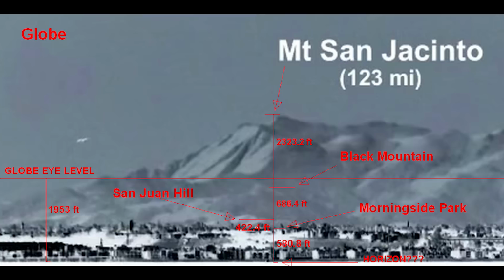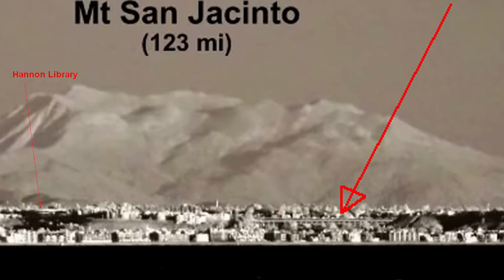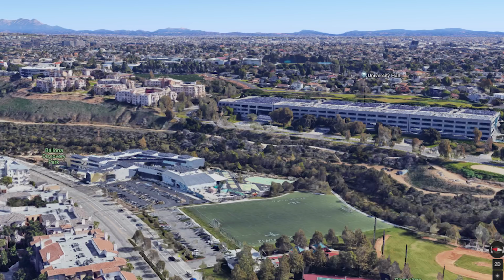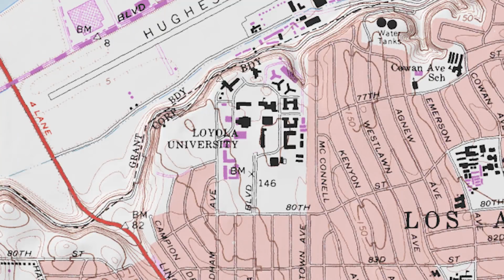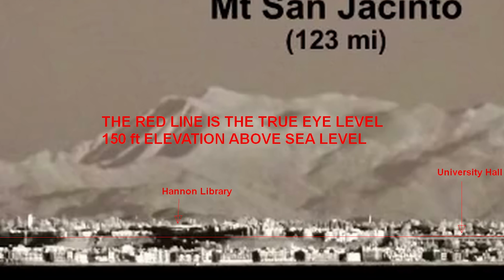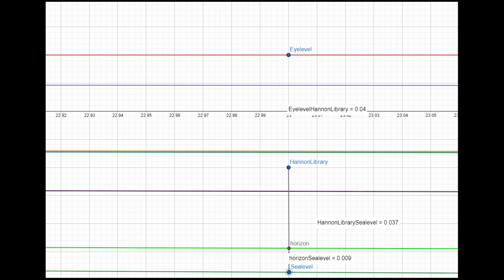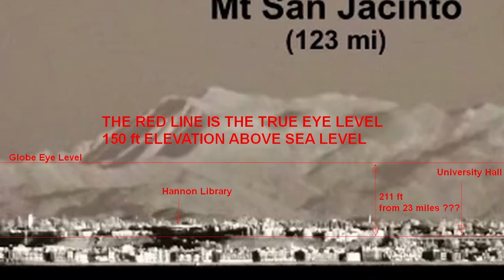Obviously, there is a big problem with the globe geometry and the eye level. These buildings are University Hall and Hannon Library. These are on the Loyola Marymount campus. Hannon Library sits at a 150 feet elevation. This puts the real-world eye level at this red line. This fact alone is completely inconsistent with the globe prediction. The globe model does not conform to the image even using the standard refraction model.